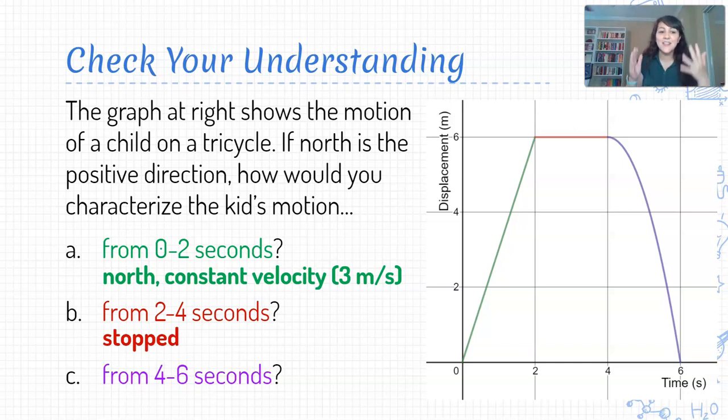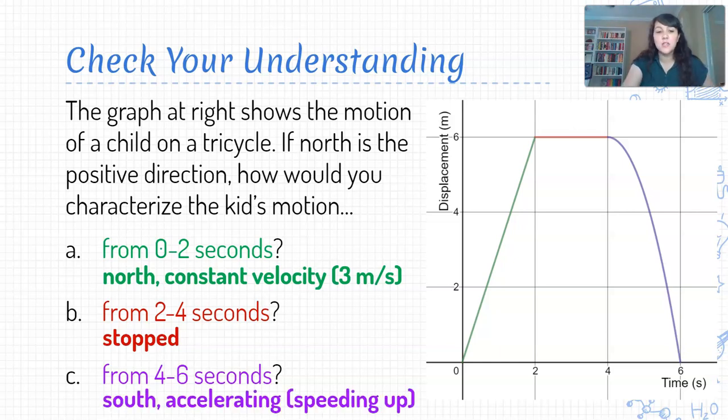All right. Lastly, from 4 to 6 seconds, what is our child doing? I see that the slope overall is negative, okay, which tells me that this child is moving in the negative direction to the south. And I see that it starts off relatively level and it's getting steeper and steeper and steeper, which tells me that this child is moving to the south and speeding up.